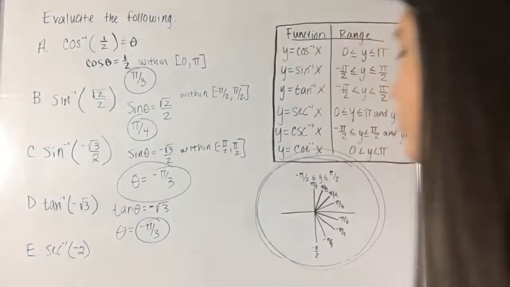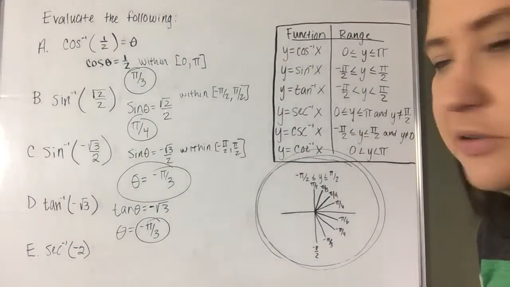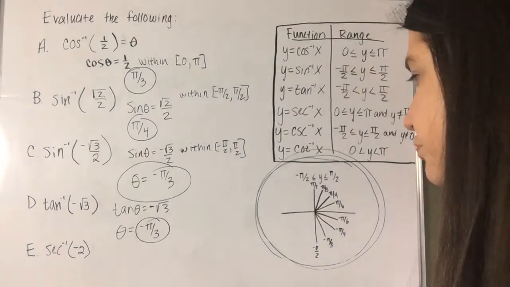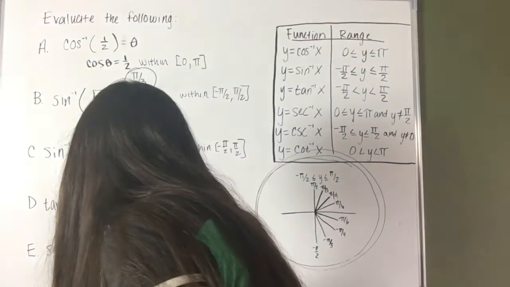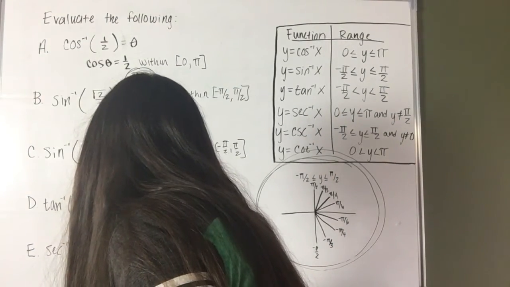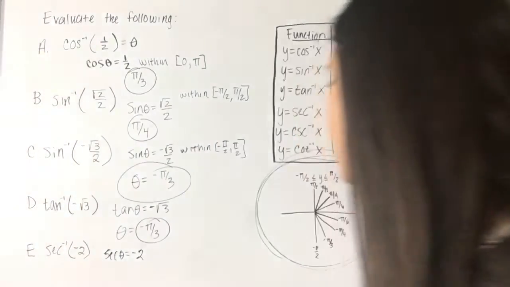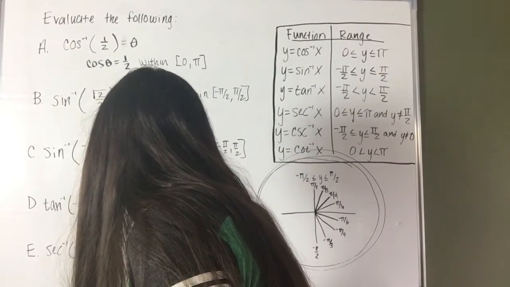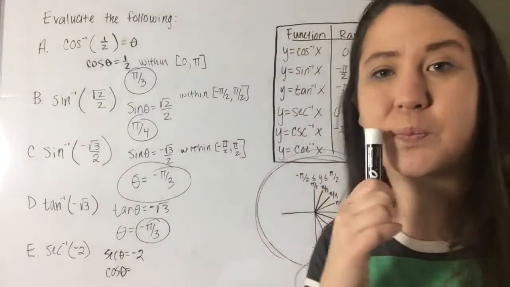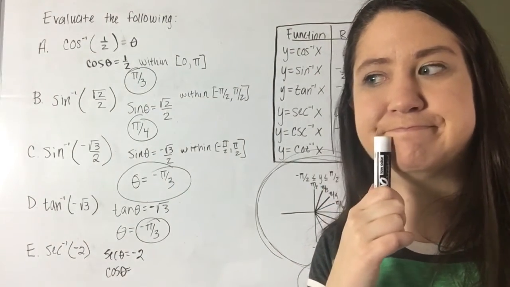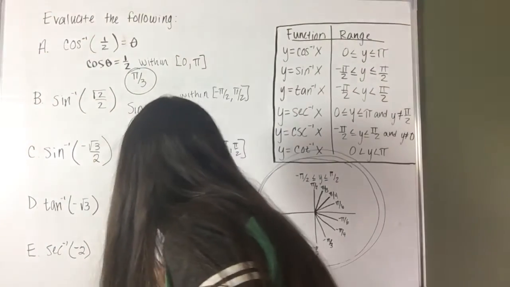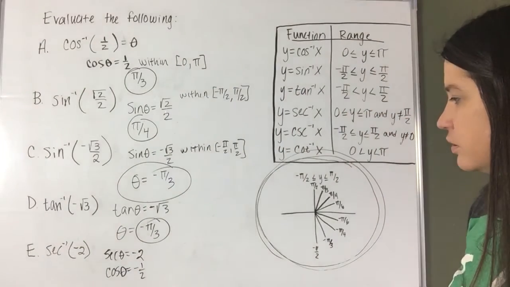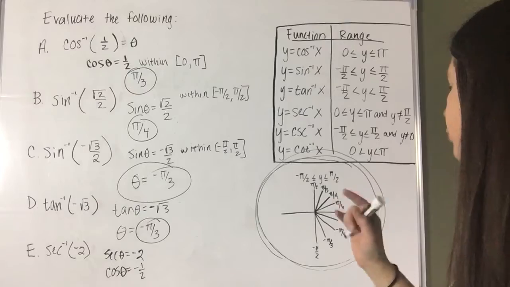All right? And then the last one that we're going to do here, we have arc secant of negative 2. We're going to try to solve where is secant equal to negative 2. That means that cosine would have to equal what? The reciprocal, right? Negative 1/2. Within what though, right? Okay, within what?